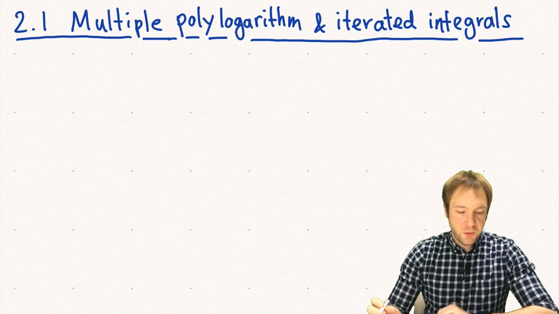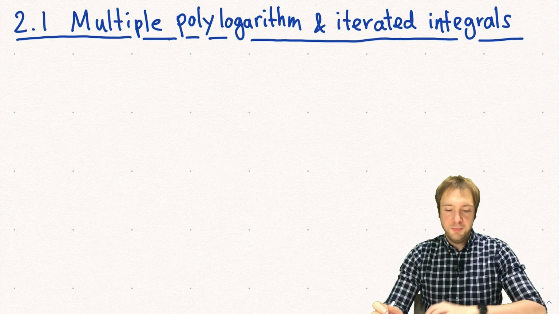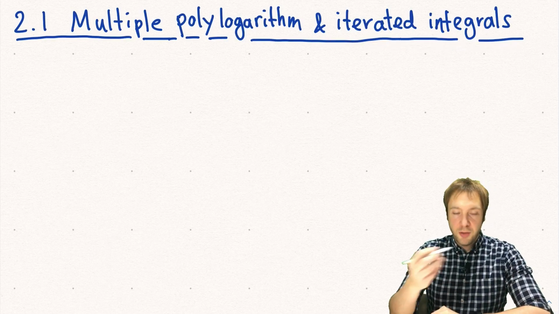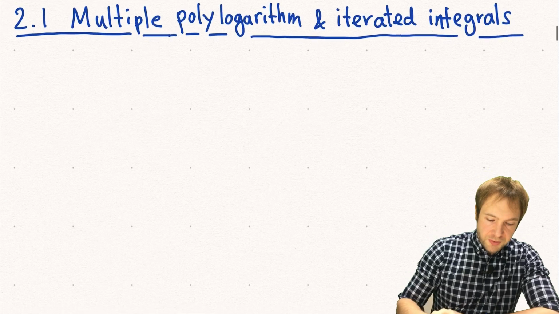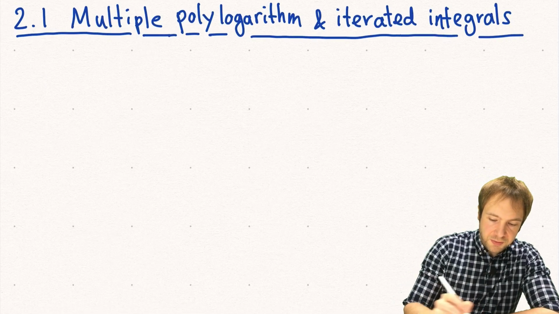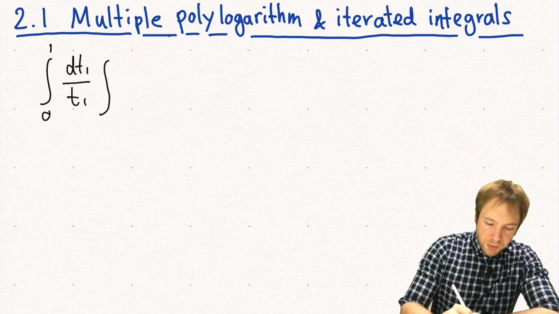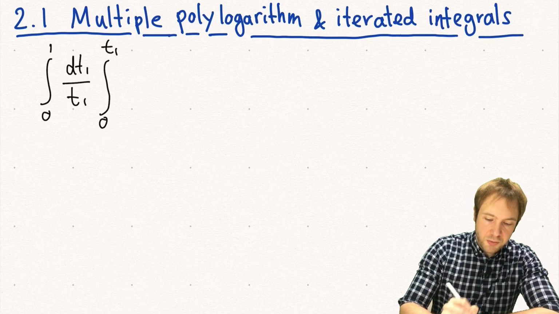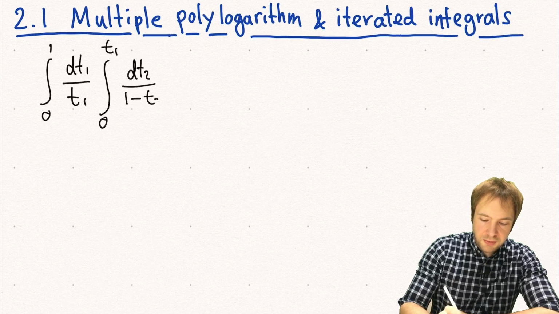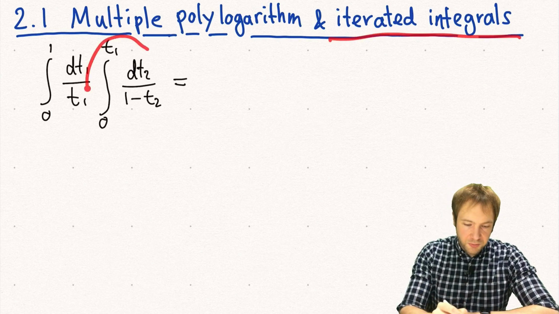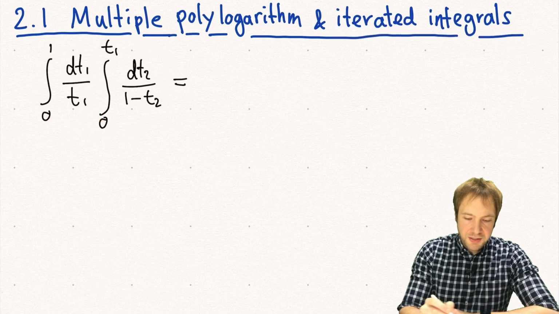So we start with section 2.1, where we talk about the multiple polylogarithms and iterated integrals, and I want to start with an example of an iterated integral, which you also saw on the first page. So let's consider the integral from 0 to 1 of dt1 over t1. And inside this integral we will have another integral which now goes to t1 of dt2 over 1 minus t2. So this is an example of an iterated integral because we have an integral inside an integral here.